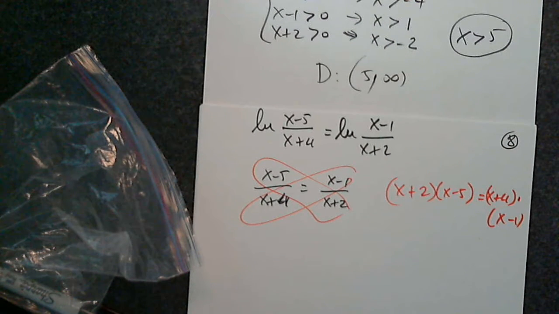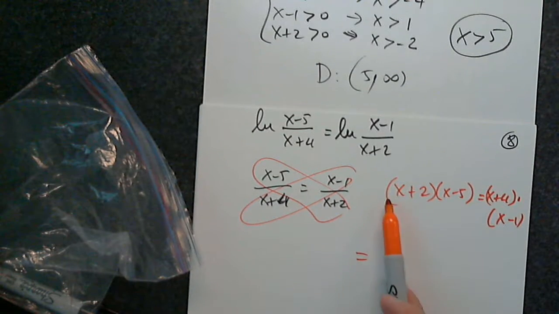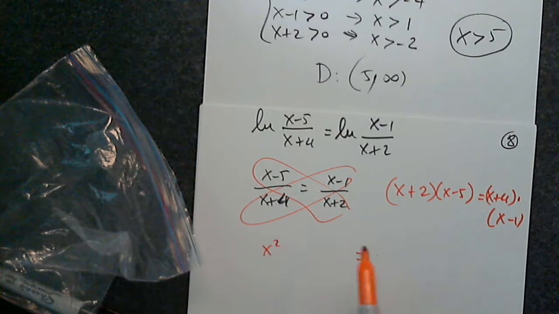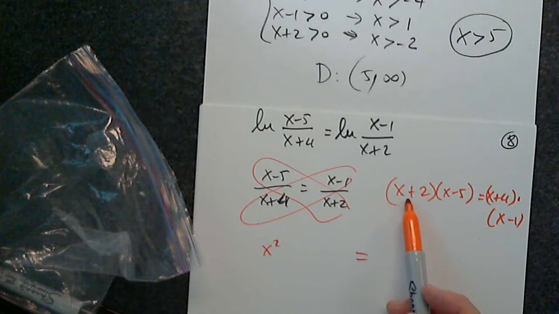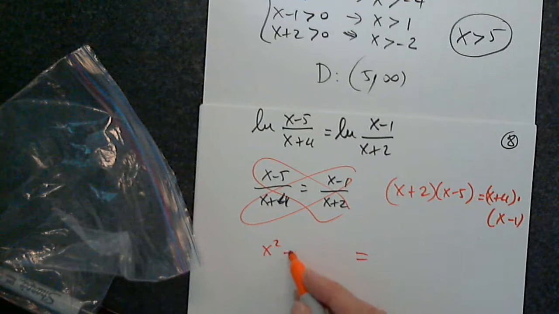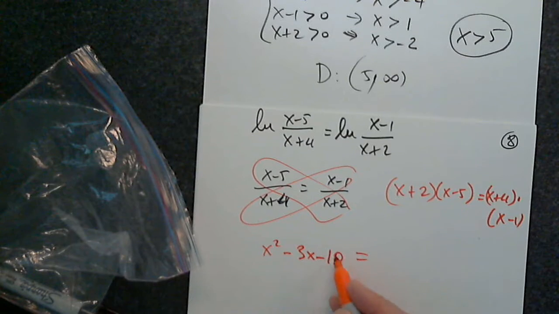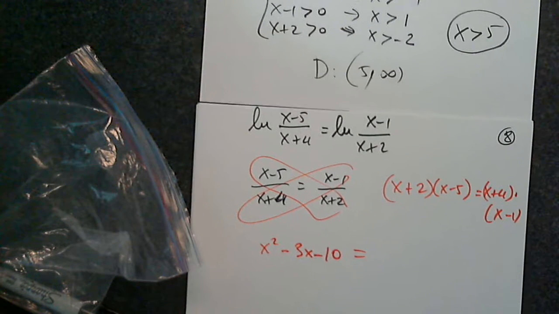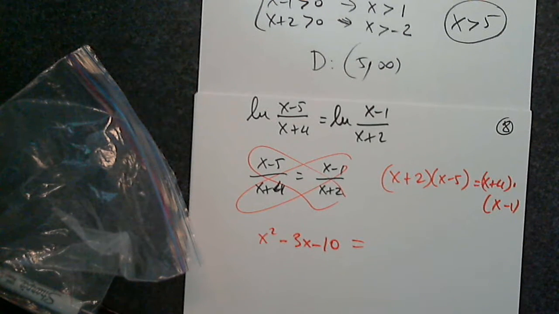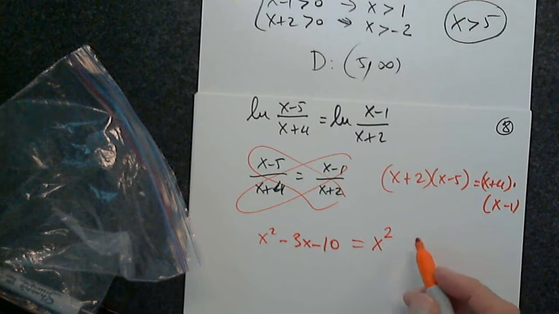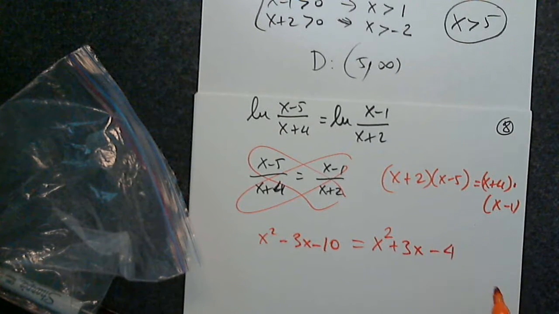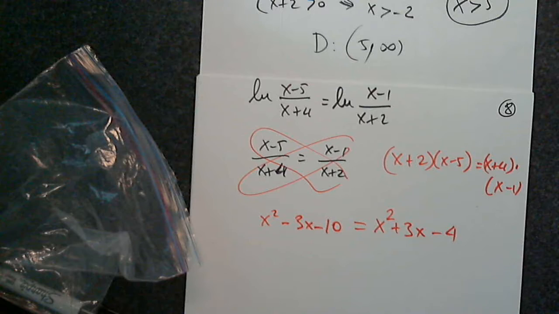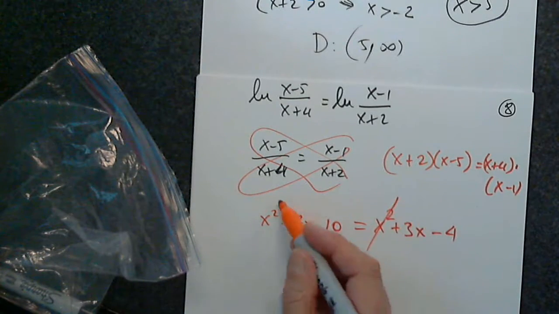Can anyone give us the left-hand side of the equal symbol? X squared plus 2x minus 5x, which is negative 3x, and minus 10, excellent. Can anyone give us the right-hand side? X squared minus x plus 4x, plus 3x, minus 4, very good. This is a quadratic, but look what happens.